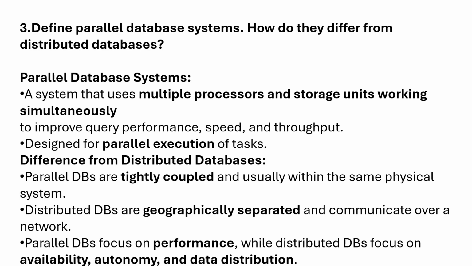Differences from distributed databases include: parallel DBs are tightly coupled and usually within the same physical system. Distributed DBs are geographically separated and communicate over a network. Parallel DBs focus on performance, while distributed DBs focus on availability, autonomy, and data distribution.